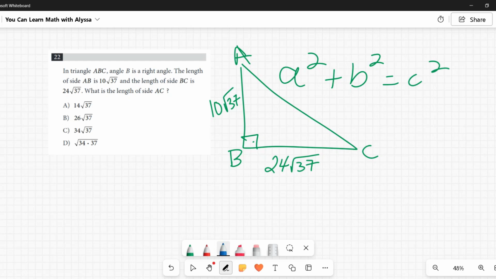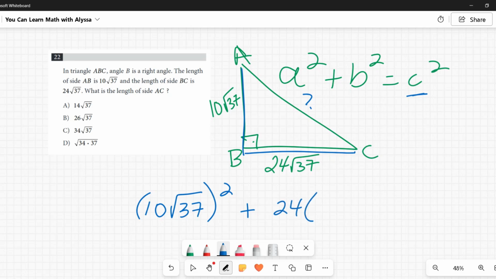So if I have my two sides that I am given, my two legs, and I am asked to find the hypotenuse, the c of a squared plus b squared equals c squared, I'm going to take those two sides and square them. So my a is 10 square root of 37 squared. My b is 24 square root of 37 squared, which is equal to c squared. I wrote parentheses in the wrong spot there. Come on, undo. There you go. You can do it, whiteboard.